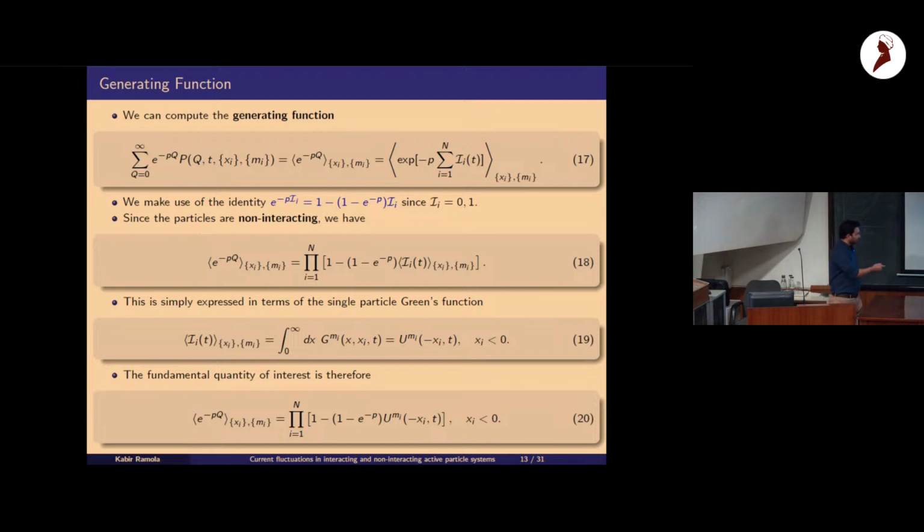But what you will notice here is that I have another variable mi, that is, the Green's function can be different depending on whether you start the particle oriented towards the left or start the particle oriented towards the right. And that is labeled by this Green's function label mi, which is the initial magnetization of the particle. So we define this quantity u, and the fundamental quantity of interest is this integral, this generating function that we have written down, which we can write by using this identity. We can write it as this. So again, I'm just following the techniques that were invented recently, but we have now got this extra label of m, which is the initial orientation of the particles.